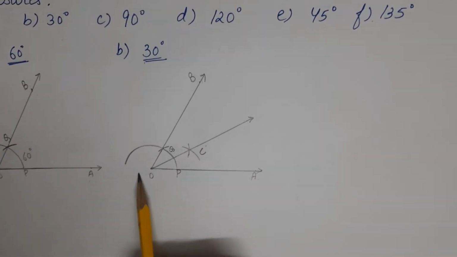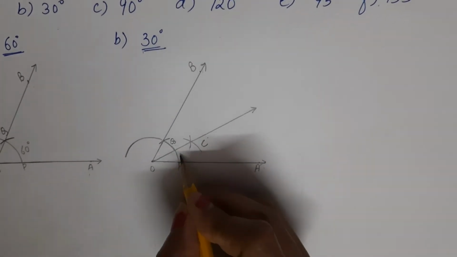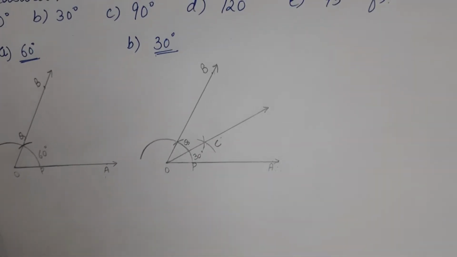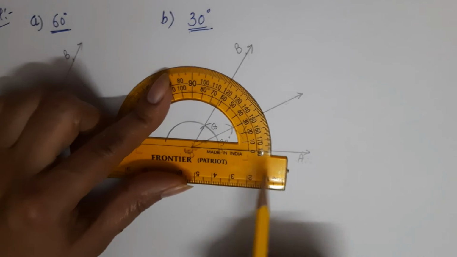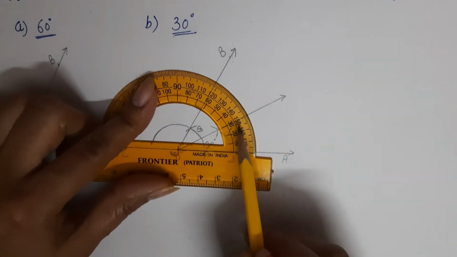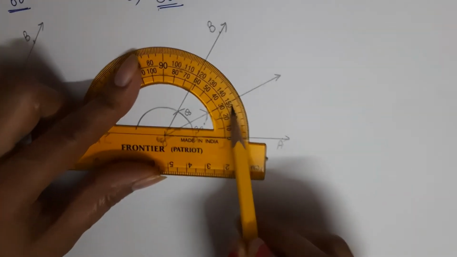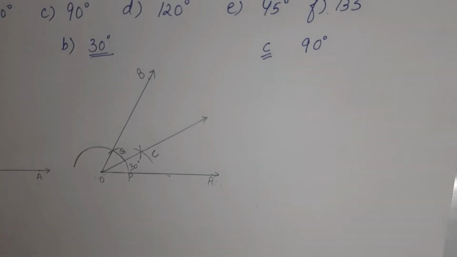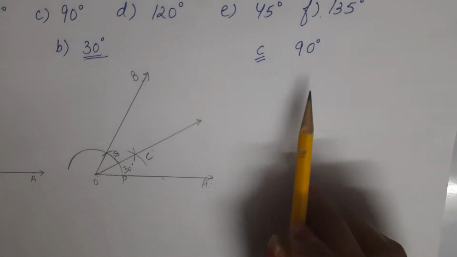So angle COA is of measure 30 degree. Okay, angle COA is of measure 30 degree. You can check by actual measurement also that this angle is of measure exact 30 degree. Okay, this is exactly 30 degree. C part is we have to draw an angle of measure 90 degree.